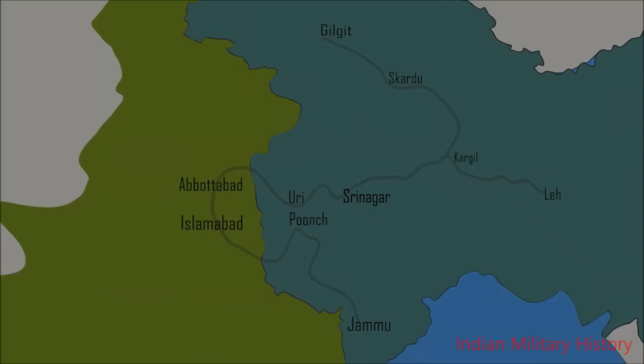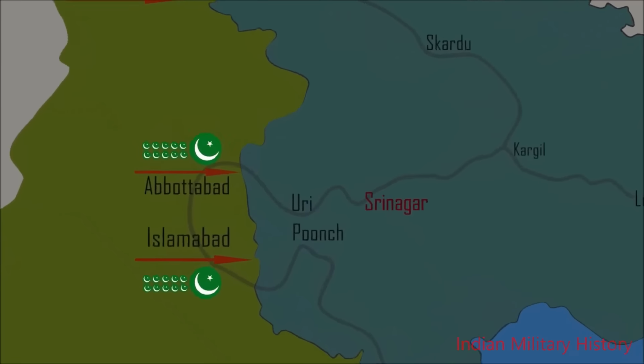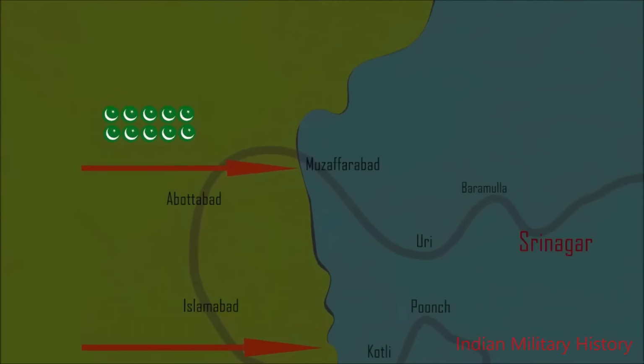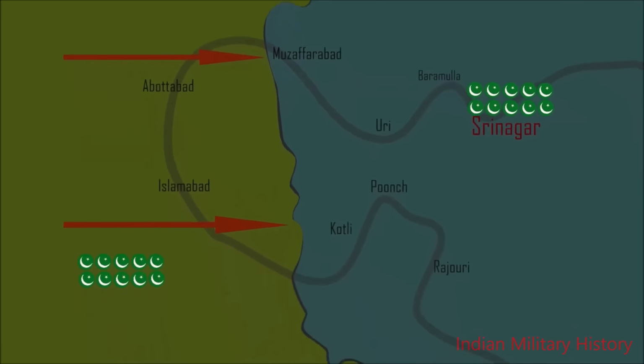The invasion was planned along 3 fronts: the Srinagar front, the Jammu front, and the Gilgit front. Each front had 10 tribal units, each unit 1,000 soldiers strong. The Srinagar front. 10 units were to advance along the towns of Muzaffarabad, Domil, Uri and Baramula with the specific objective of capturing Srinagar.